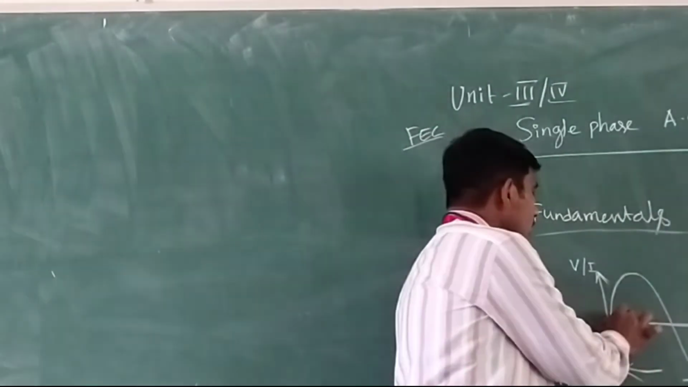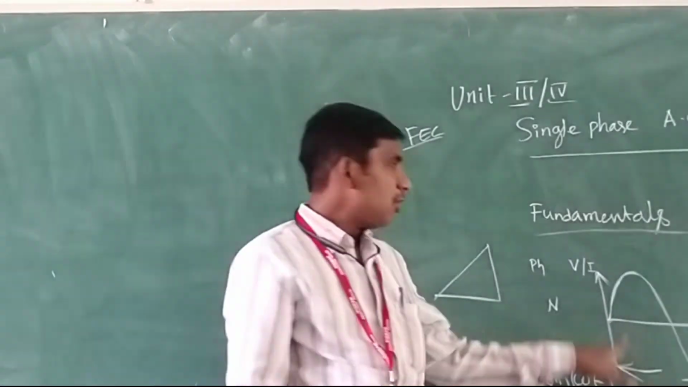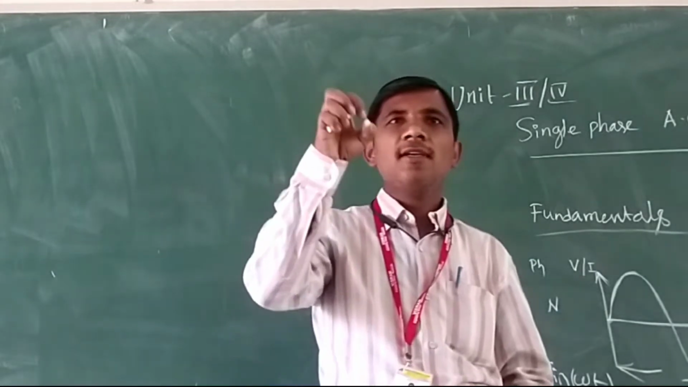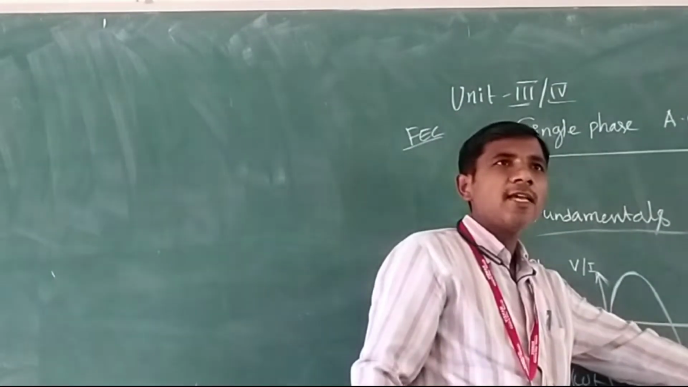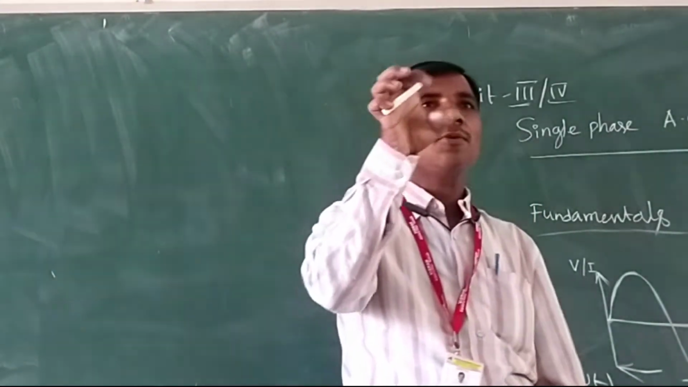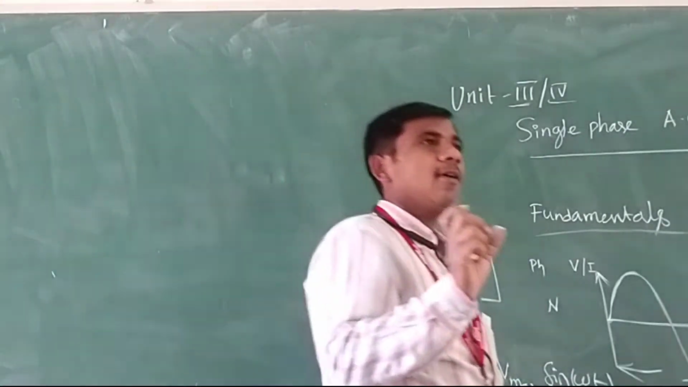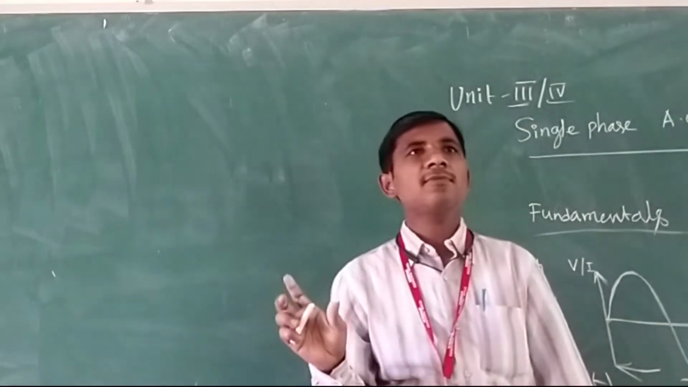Suppose you give an AC signal to a light. When the positive cycle comes, it glows. When the negative cycle comes, it turns off. Again the positive cycle comes, again the negative cycle comes. But when you see the light, what will happen? It is continuously glowing. Is it right? When you switch on your light or lamp, lighting is continuously coming until the power is off.